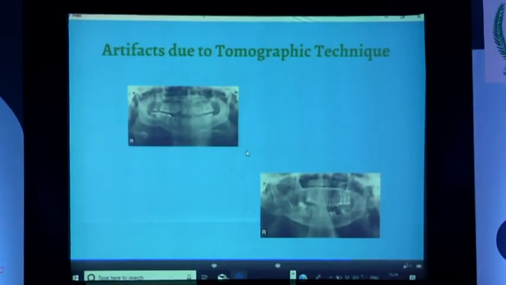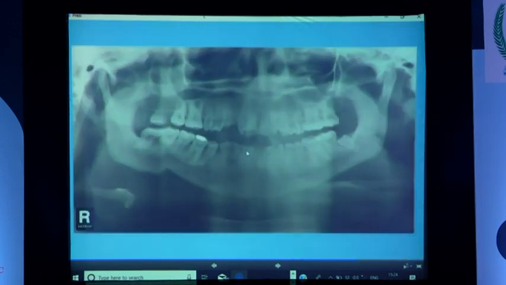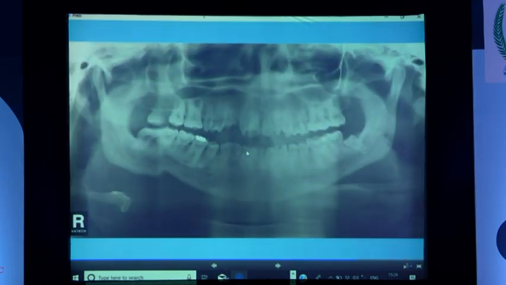Now that's about the artifacts due to the jewelry and the foreign objects. Now let's focus on the artifacts which are due to the tomographic technique or the patient positioning itself. This is an artifact which is caused by motion. When we are acquiring the radiograph, if the patient makes a sudden movement, for various reasons, it can just be a hiccup, you tend to see this kind of artifact.